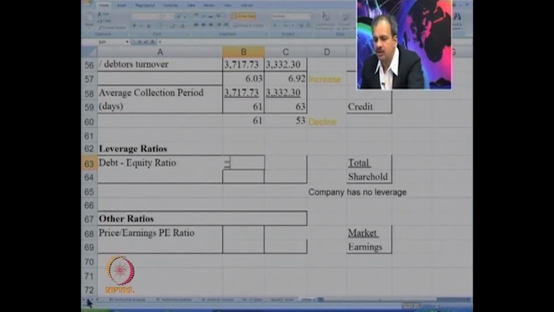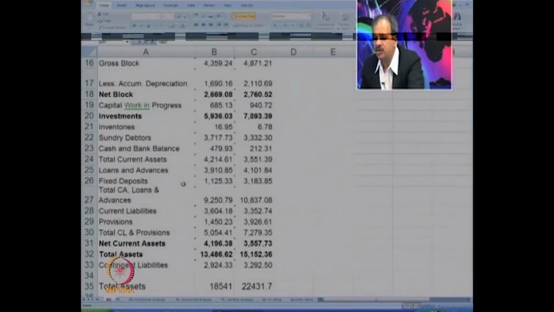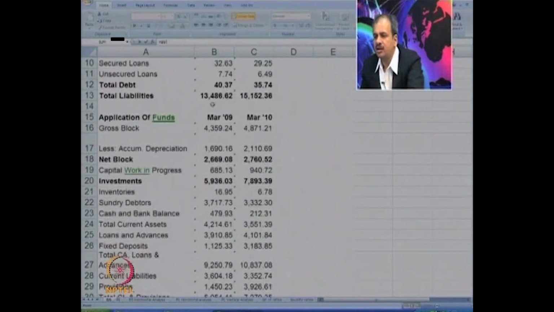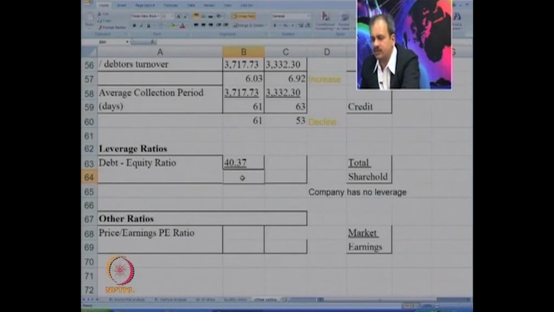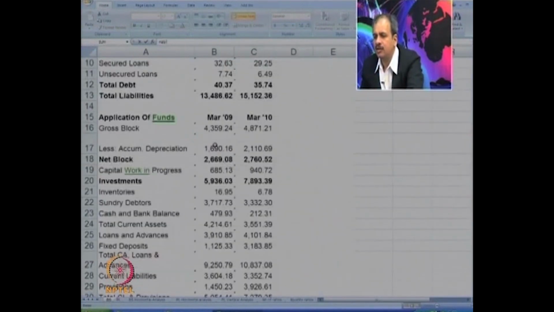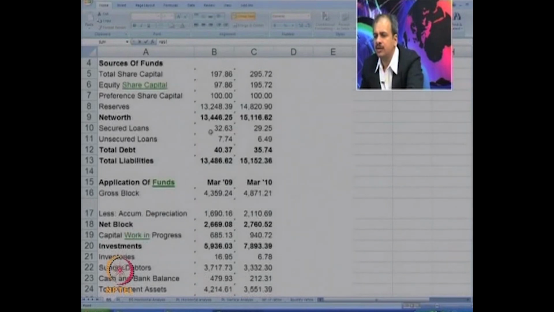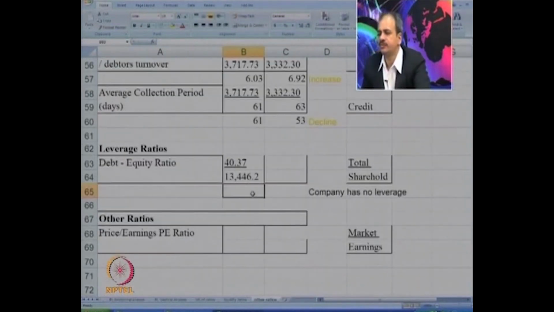I am sorry, I will just do it again. So, we have got the total debt and we will divide it by total net worth. Okay. So, here we have got the figures.